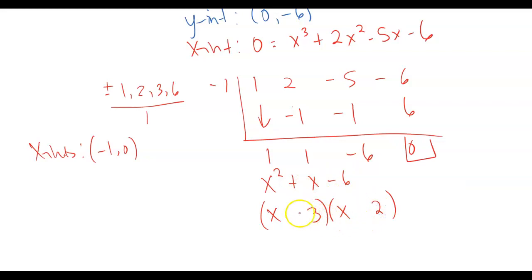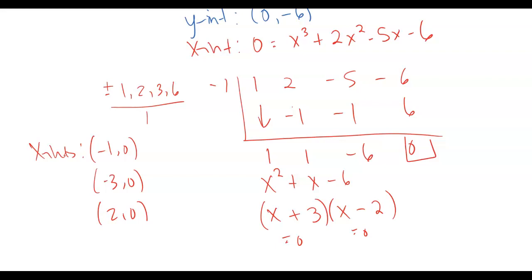And that's going to be a +3 minus 2. Does that work? So FOIL it out if you're unsure to make sure it works, and this does. So my other x-intercepts are -3, because you're setting each of these to 0, remember, and then +2. All right, so I've got 3 x-intercepts. I know my y-intercept, and I know my end behavior.